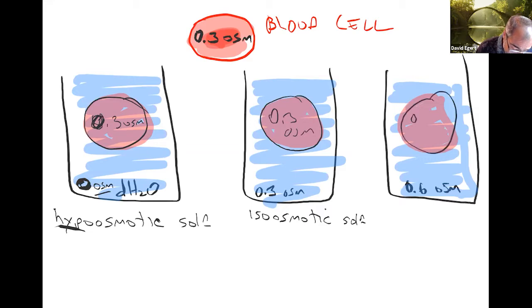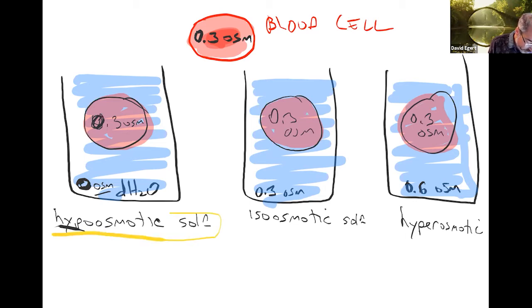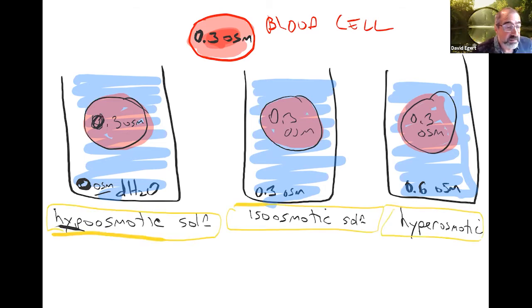In this case, where it's more than inside the cell, it's a hyperosmotic solution. Hyper means more. So hypoosmotic, isoosmotic, and hyperosmotic. This just has to do with comparing the osmolarity inside to outside.